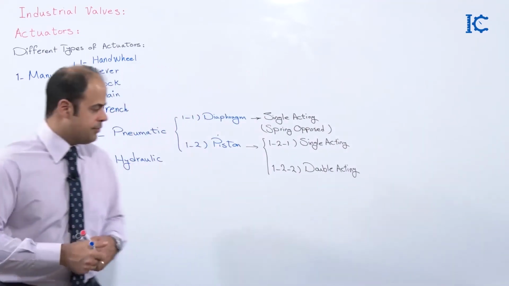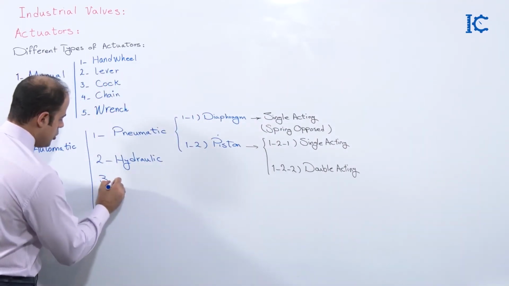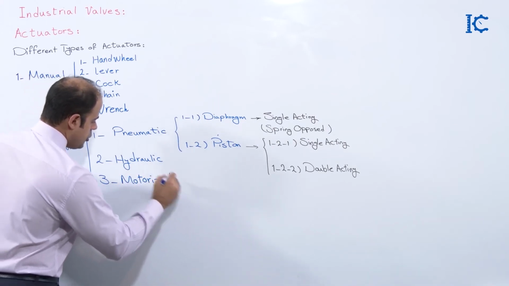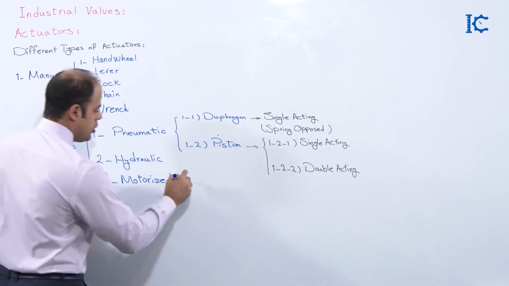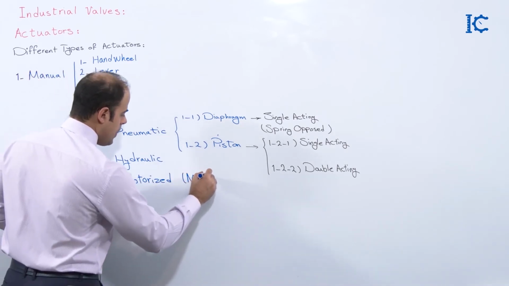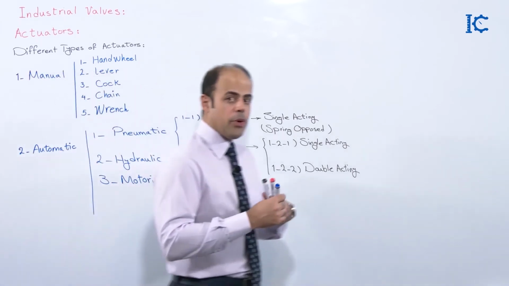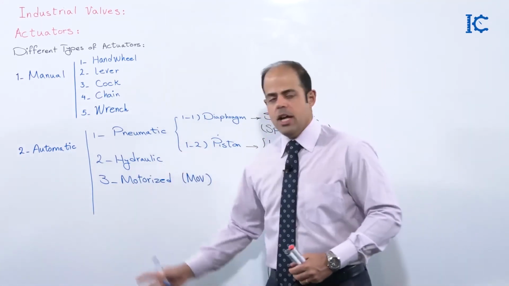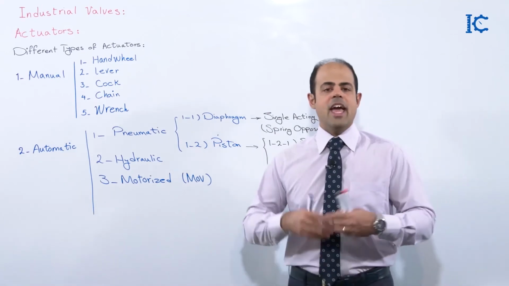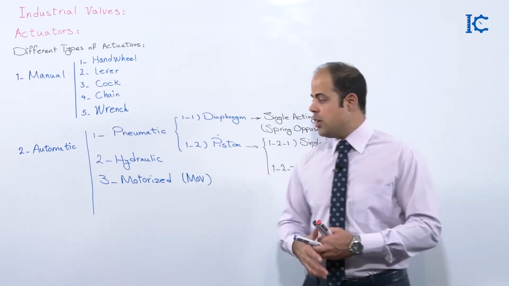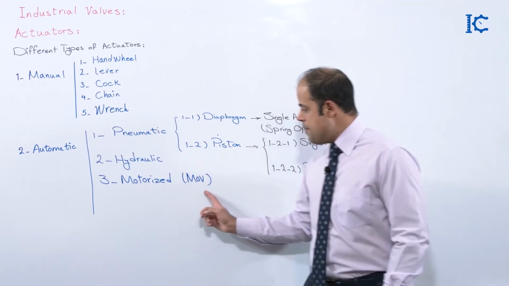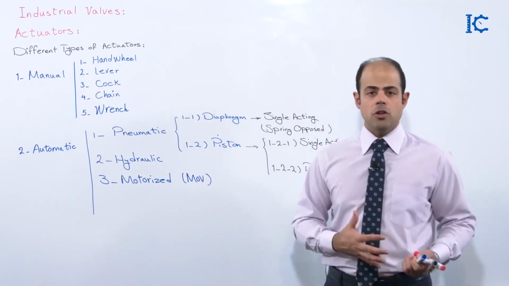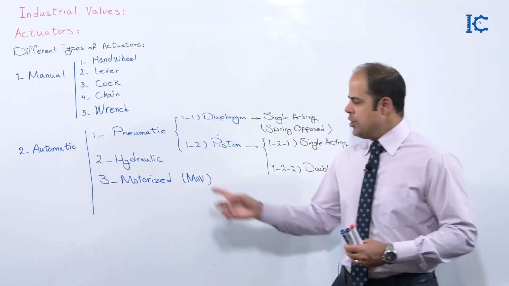Number 3 is related to motorized actuators. These types of actuators are known as MOV, motor operated valve. It means that the valves are working with a motor, which can be an AC motor or even a DC motor. And these valves can work with the function of control or even on-off. What does it mean exactly?